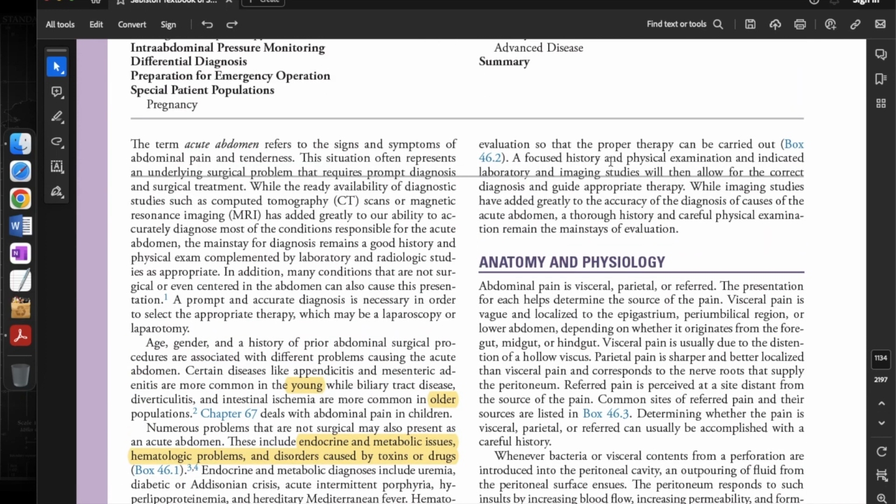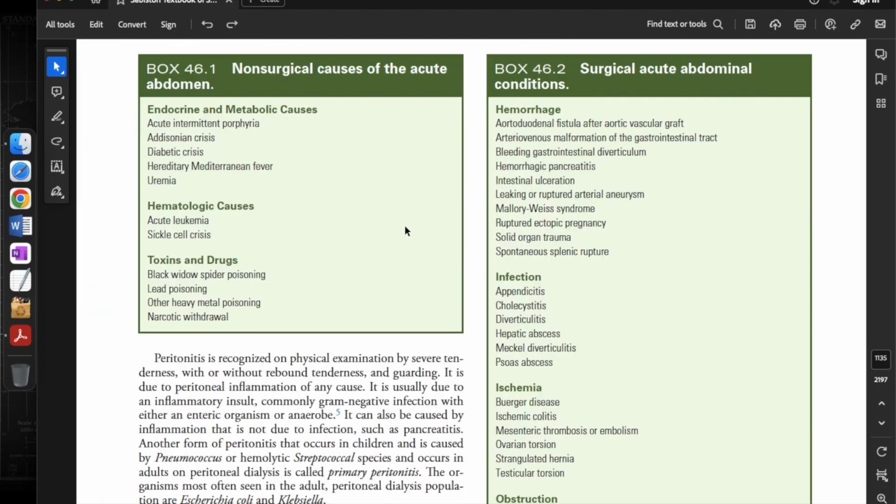A focused history and physical examination and indicated laboratory and imaging studies will then allow for the correct diagnosis and guide appropriate therapy. While imaging studies have added greatly to the accuracy of the diagnosis of causes of the acute abdomen, a thorough history and careful physical examination remain the mainstays of evaluation. So these are the various causes of acute abdomen, the non-surgical and surgical, given in these two boxes. The non-surgical causes we have already discussed in the paragraph. We'll be focusing on surgical causes of acute abdomen.